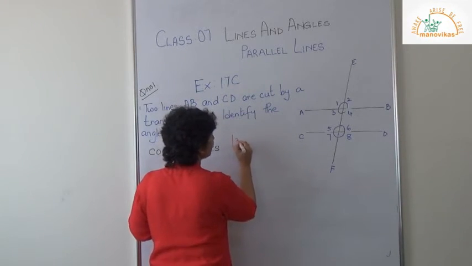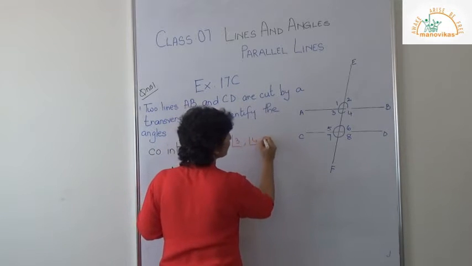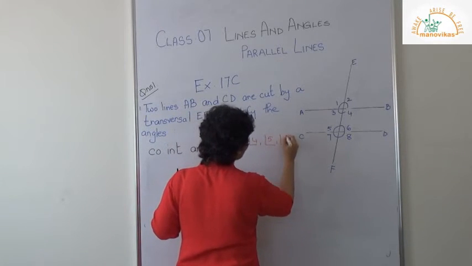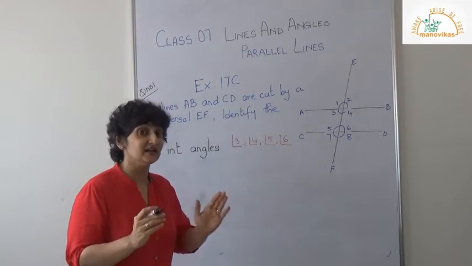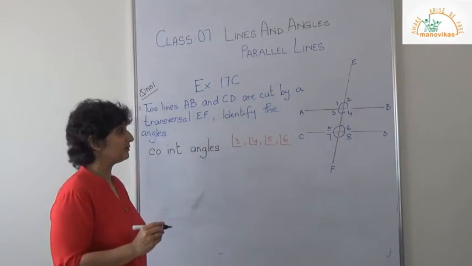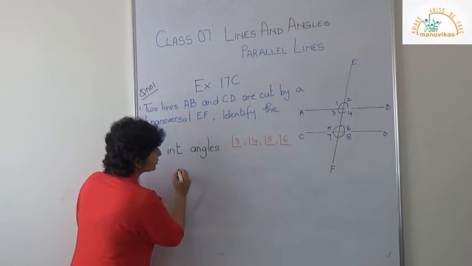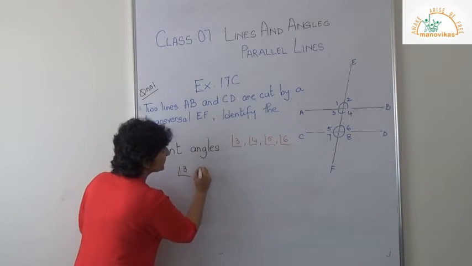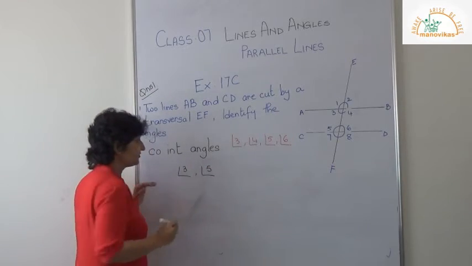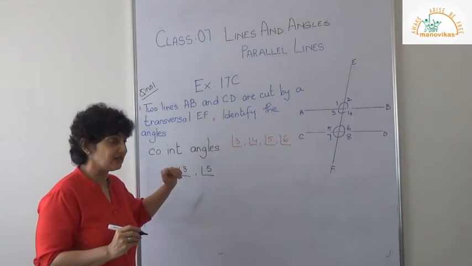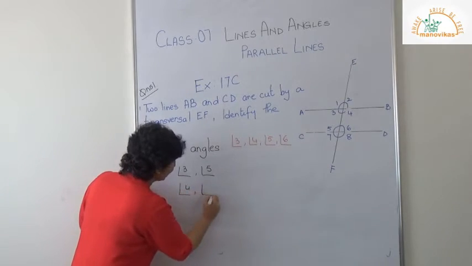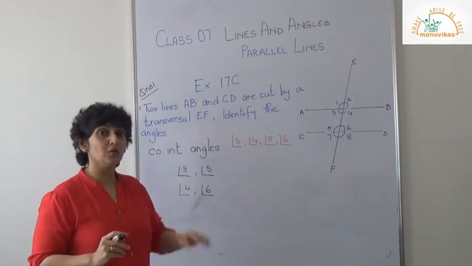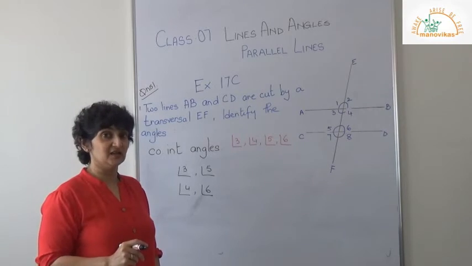So which are our angles from the inside? That is angle 3, angle 4, angle 5 and angle 6. Correct? And co-interior angles are angles on the same side of the transversal. So you have angle 3 and angle 5. These are your co-interior angles. And angle 4 and angle 6. These are also your co-interior angles.